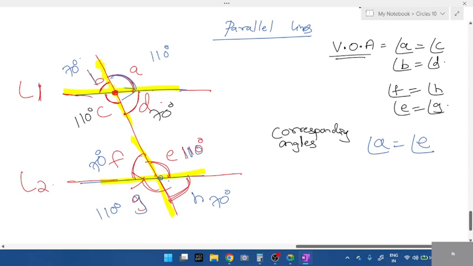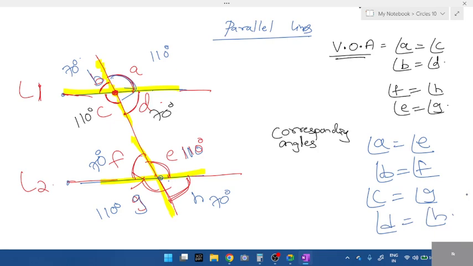Now let me take angle B. Angle B is in the first line, in the second line. Which angle? Very good. Tell me the other one. Angle C is equal to E. Angle D is equal to angle. When I'm teaching, don't write.